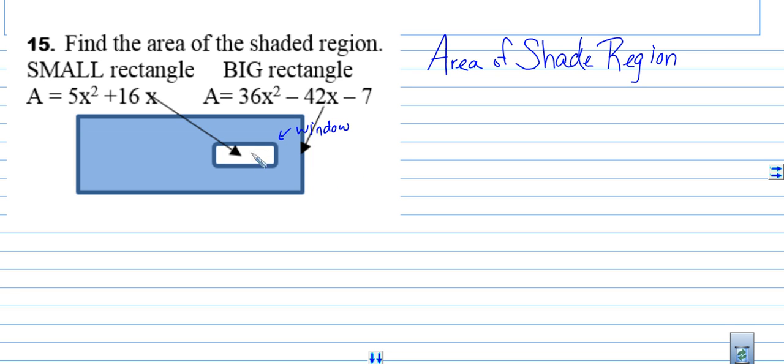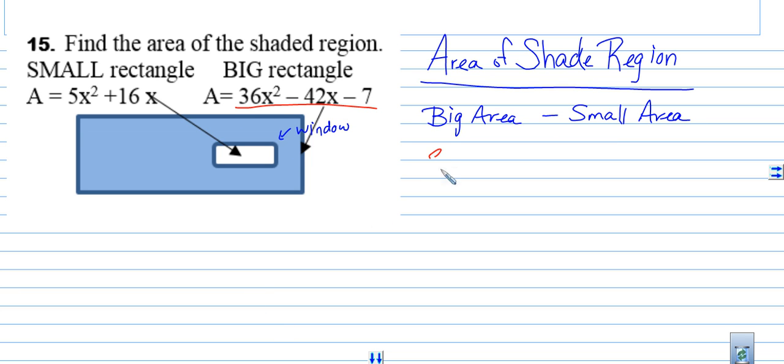When you take the window out, you subtract it. That's what math means by taken out. And so what you'll do is you'll do the big area minus the small area. So really, we go in and we find big area. You get 36x squared minus 42x minus 7. And we're going to subtract the small area. So we're going to subtract 5x squared plus 16x.